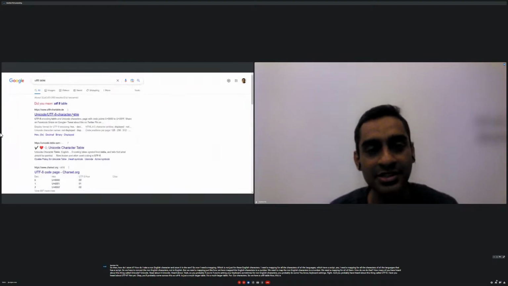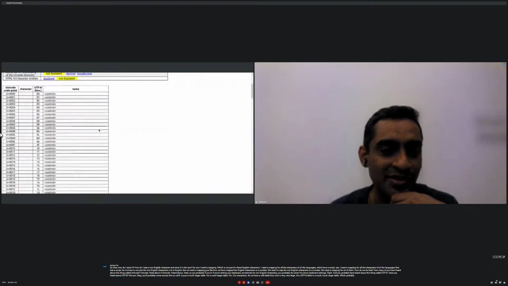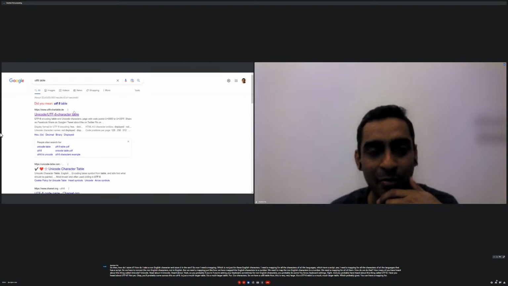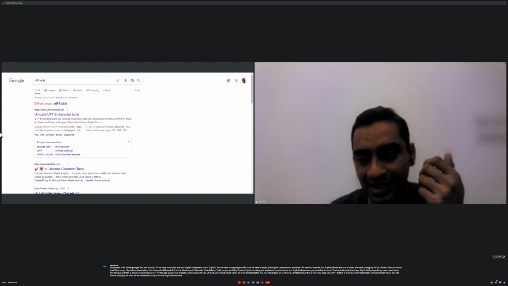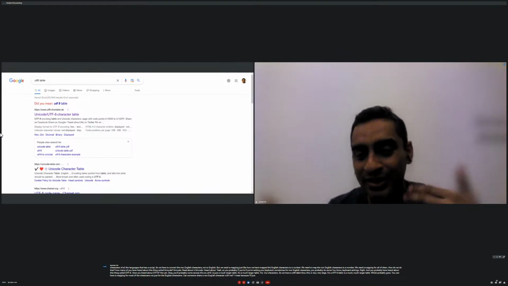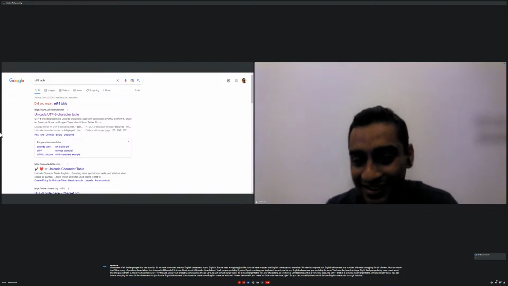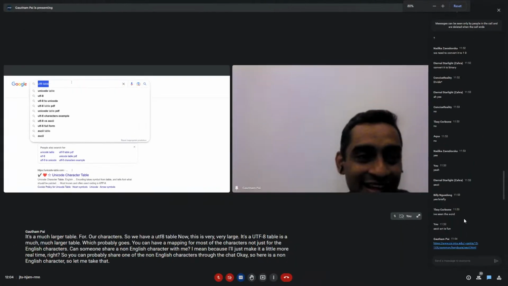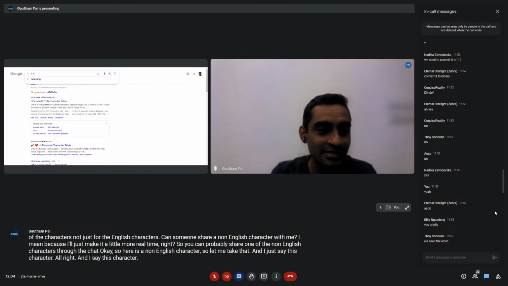Now this is very, very large. The UTF-8 table is a much, much larger table, in which you can have a mapping for most of the characters, not just for the English characters. Can someone share a non-English character with me? I'll just make it a little more real time, right? So you can probably share one of the non-English characters through the chat. Okay, so here is a non-English character. So let me take that, and I just say this character, all right? And I say this character, what is its UTF-8?